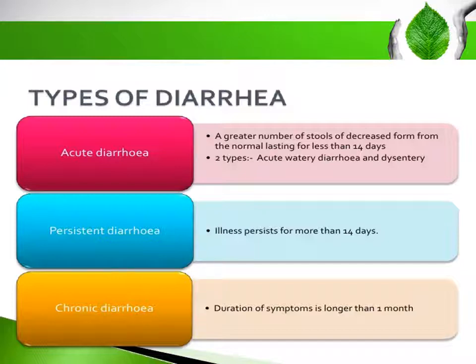We can also classify diarrhea according to duration. So if duration is less than 14 days, we call it acute diarrhea. If it persists more than 14 days, it can be called persistent diarrhea, and if it lasts more than 4 weeks, we call it chronic diarrhea.